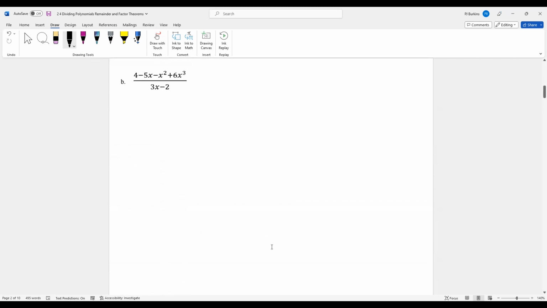All right, so this problem demonstrates that we need to put things in descending order. So you'll notice that on top, this is written in the ascending order, right? It goes no x's, x squared, x cubed. We need to reverse that. So we have 6x cubed minus x squared minus 5x plus 4. And into this, we are dividing 3x minus 2.